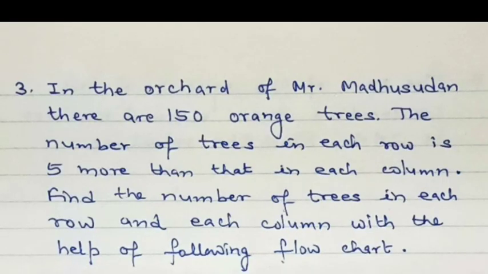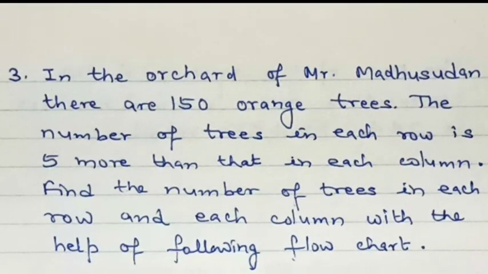In the orchard of Mr. Madhusudan, there are 150 orange trees. The number of trees in each row is 5 more than that in each column. Find the number of trees in each row and each column with the help of the following flow chart.